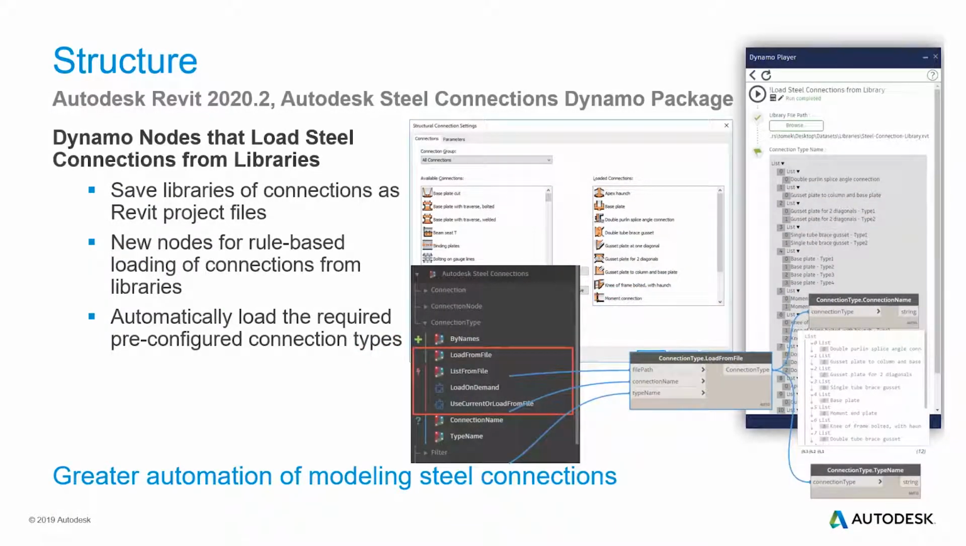Ever want a Dynamo script that could load steel connections from your Revit libraries? Maybe you want to evaluate steel connections from a previous project. This new functionality is provided by dedicated nodes that use as input the path for a Revit file, from which they can load a connection type specified during the script configuration.